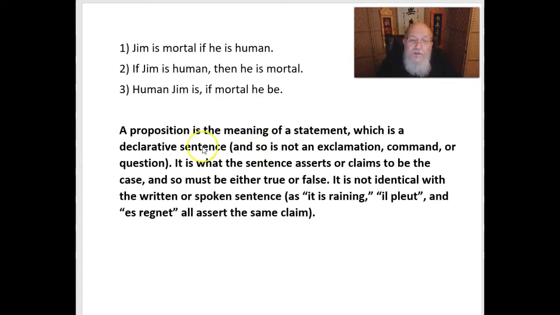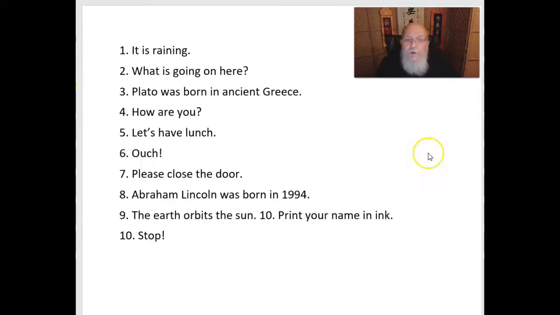Anyway, here's the definition of a proposition. A proposition is the meaning of a statement, which is a declarative sentence, and so it's not an exclamation, command, or question. It's what the sentence asserts or claims to be the case, and so must be either true or false. It's not identical with the written or spoken sentence. So like, "it's raining," "il pleut," and "es regnet" all assert the same claim, but they're very different sentences.